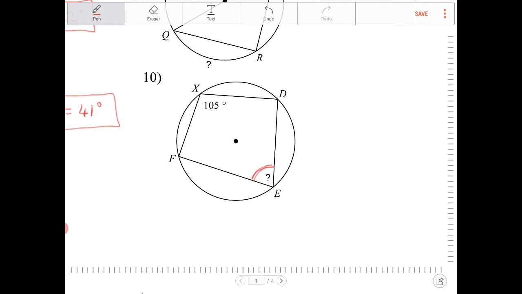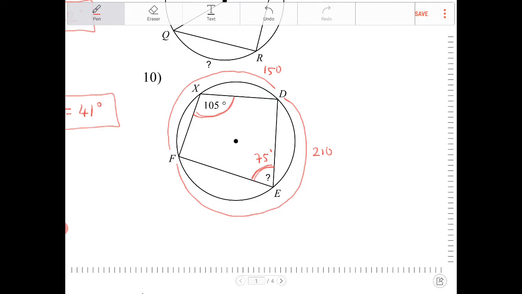Inscribed angle E is going to be supplementary to this guy right here. And how do we know that? This is actually a corollary of the inscribed angle theorem. If you know that this whole angle here is going to be double 105, that's 210, right? And then this angle, what's remaining here, what would that be? That would be 150, right? So that means this angle over here, the question mark, has to be 75.